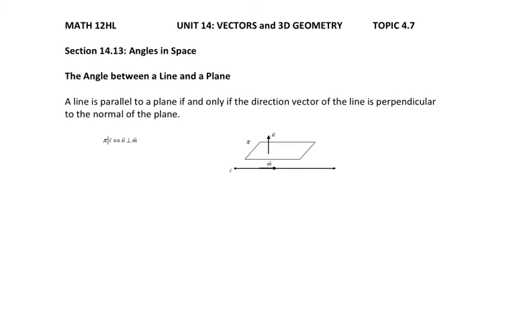If a line is going to be parallel to a plane, then that means that the direction of the line has to be perpendicular to the normal of the plane. So in that case, of course, we would find that n dot m would have to be equal to 0. And then our line is parallel to our plane because the line is also perpendicular to the normal of the plane.